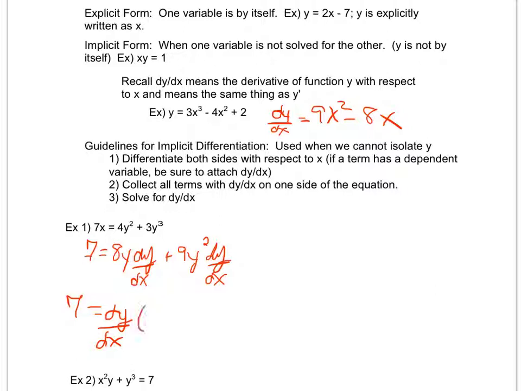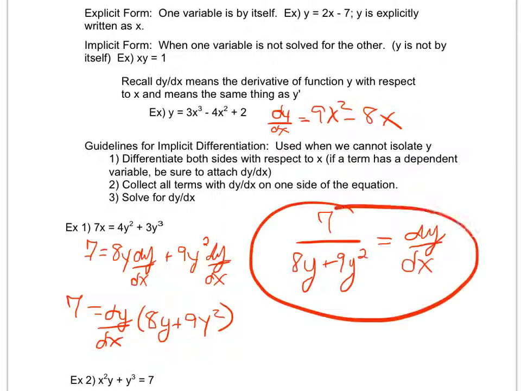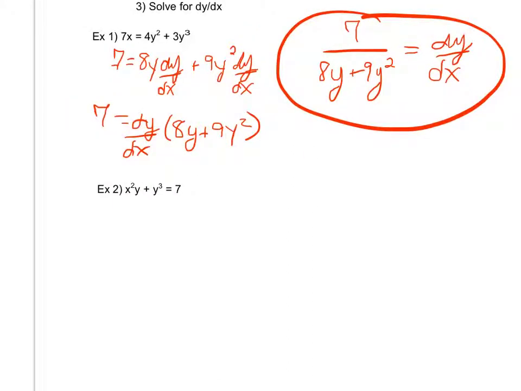And once I factor it out, I can then divide both sides by the 8y plus 9y squared, giving me 7 over 8y plus 9y squared equals dy dx, which again is the same thing as y prime, and that will be my final answer. So the big thing is tacking on that dy dx to all your dependent variables. Let's look at another example.